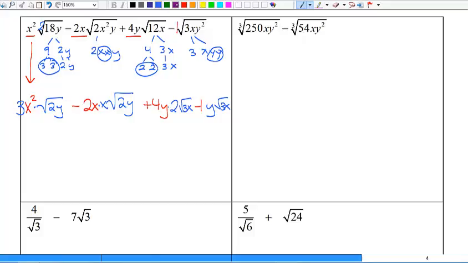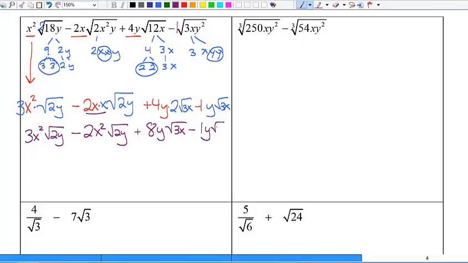So before I try to add or subtract or combine like terms, let's clean this up slightly. 3 times x squared is just 3x squared, square root of 2y. The next one, 2 times x, well, that's really 2x squared, square root of 2y. On the next one, I have 4y times 2, which is 8y, times the square root of 3x, minus 1 times y, well, that's just 1y, root 3x.